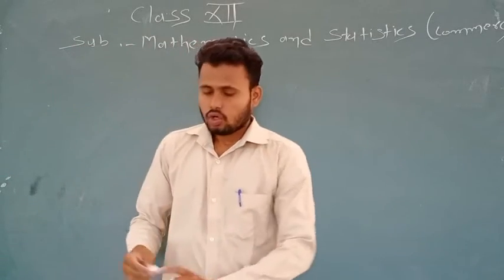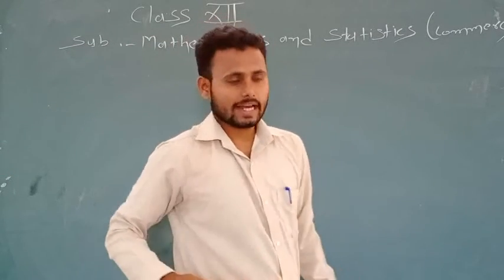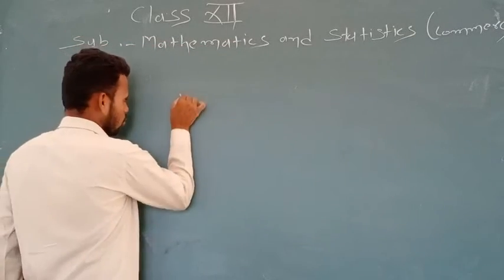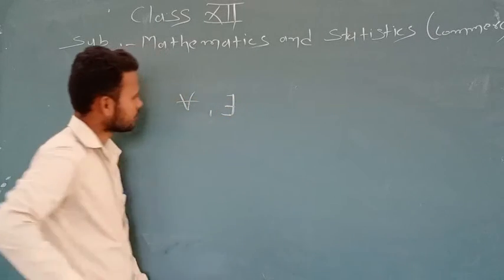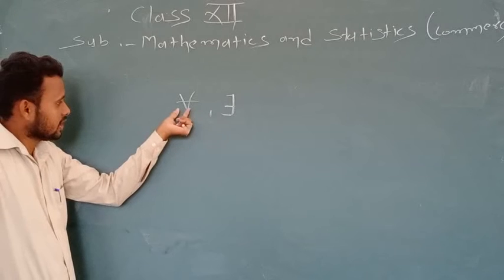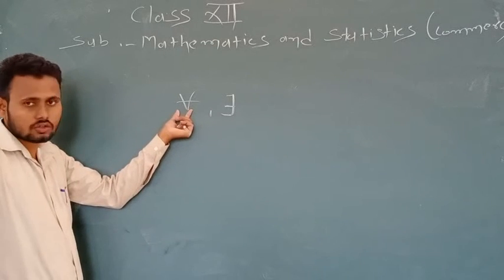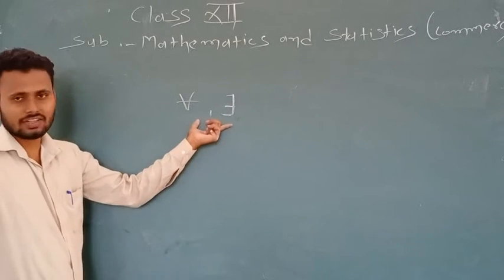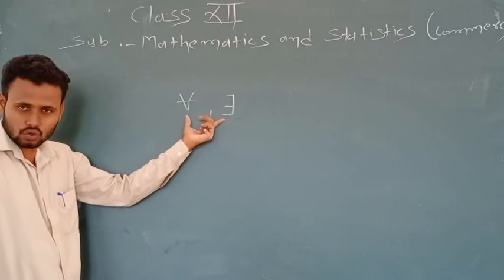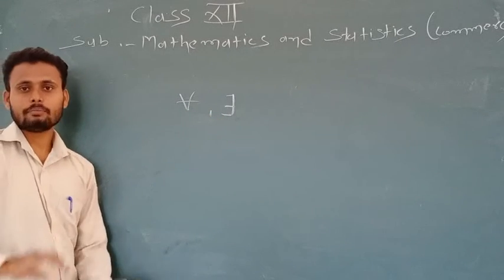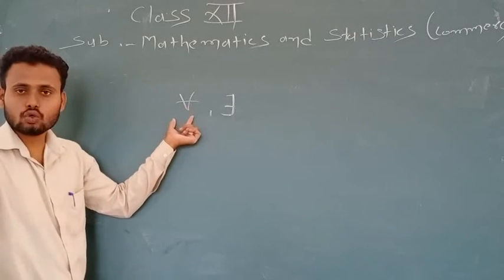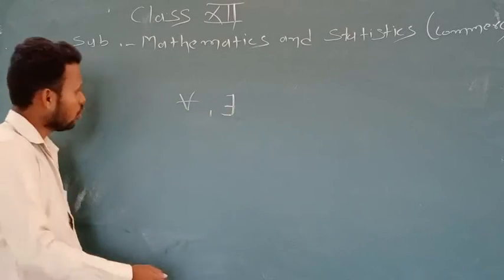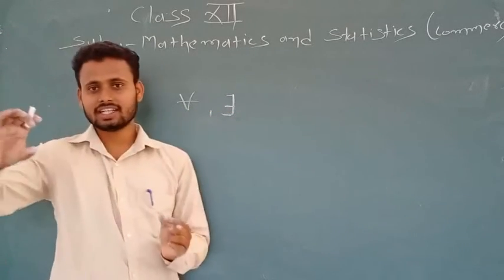Now our next point is quantifiers and quantified statements. First, quantifiers. These are the two quantifiers: the symbol for all, and the symbol there exists. These two symbols are called quantifiers. We use these two symbols to write a statement in mathematical form. There are two quantifiers: first one is for all, second one is there exists. Now we use these two symbols to convert a sentence into mathematical form.